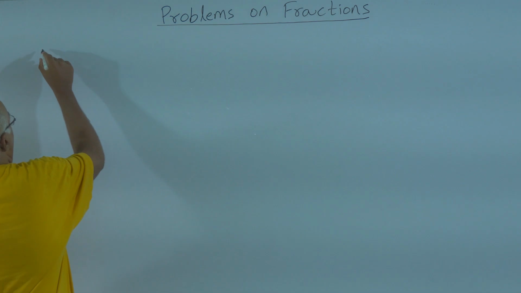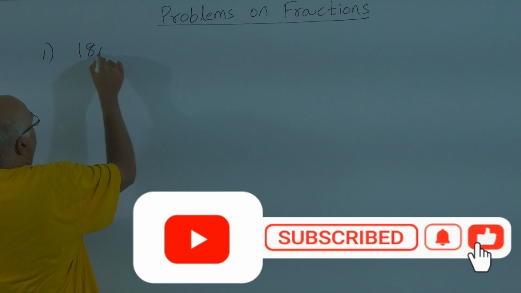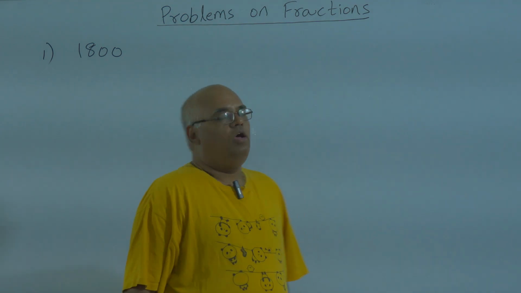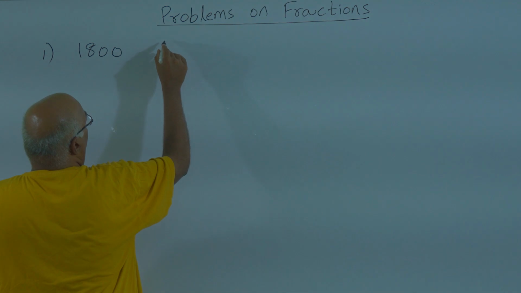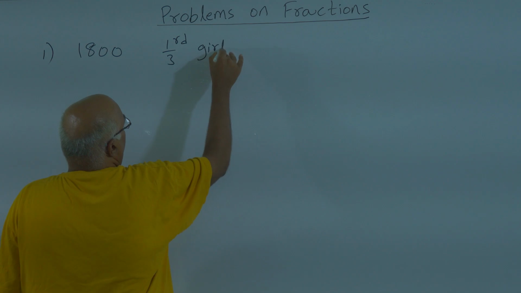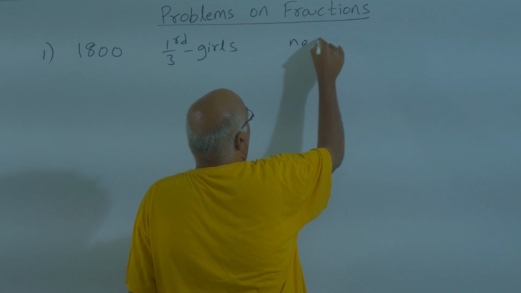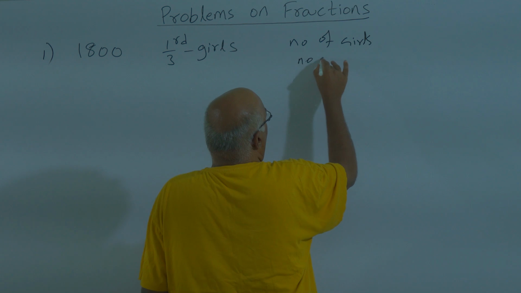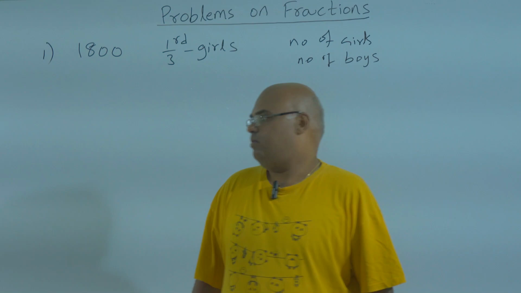For example, say in a school there are about 1800 students. Out of these 1800 students, one third are girls. Find the number of girls and the number of boys. So this is the question. Let us solve this problem.